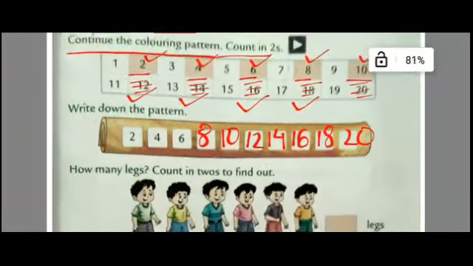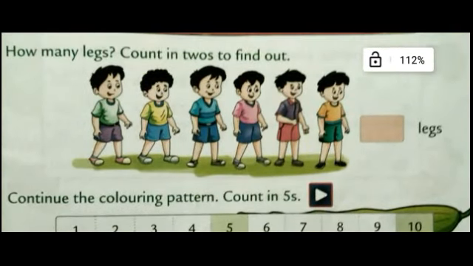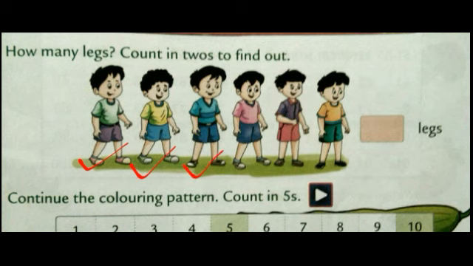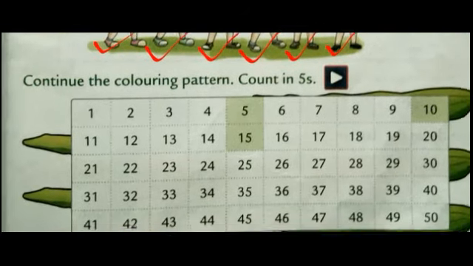Now, how many legs? Count in twos to find. How many legs are there? 1, 2, 3, 4, 5, 6 boys are here, and each boy has 2 legs. So total how many? 2, 4, 6, 8, 10, 12. Total 12 legs because we are counting in 2.